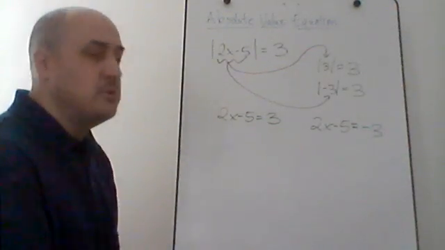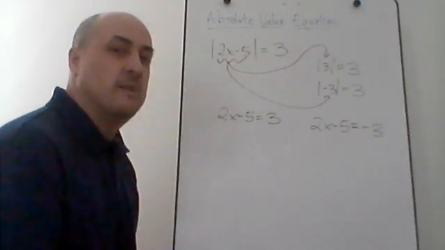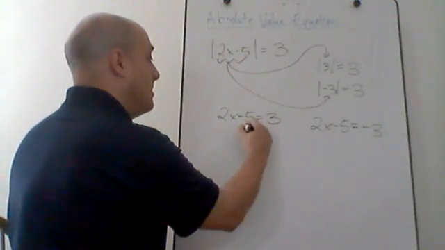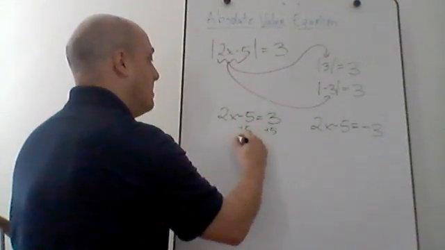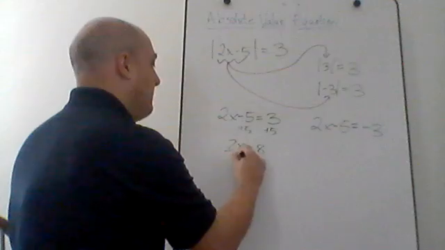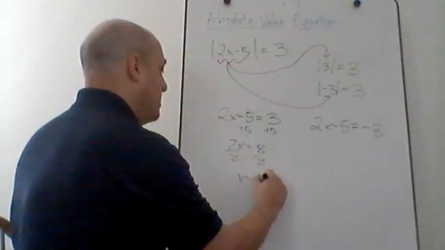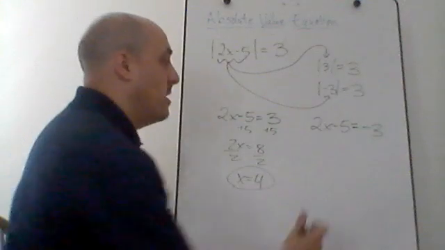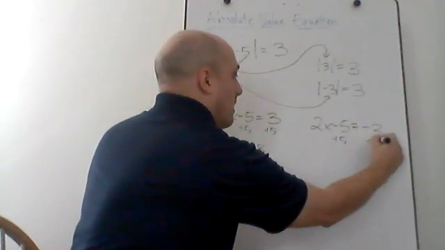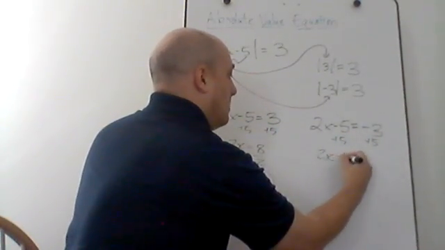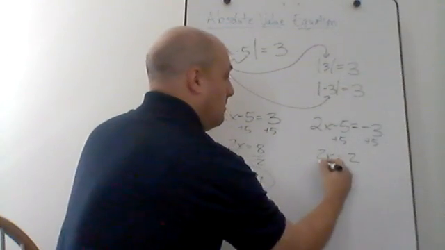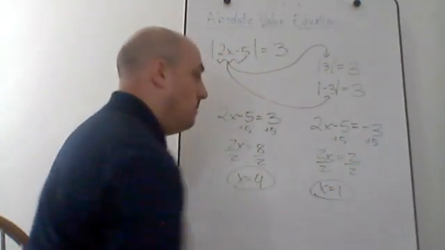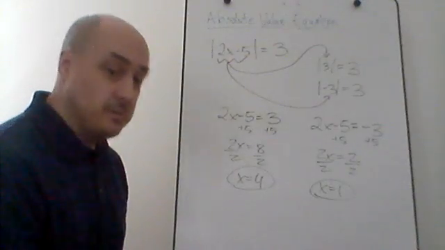Once you understand that, then it's easy, because now I have to solve this equation. I add 5 to both sides, I get 2x equals 8, I divide both sides by 2, and I get x equals 4. There's one of my solutions. Then I do the same thing on this equation. I add 5 to both sides, so I get 2x equals negative 3 plus 5, which is 2. I divide both sides by 2, and I get x equals positive 1. Those are my solutions to that equation.